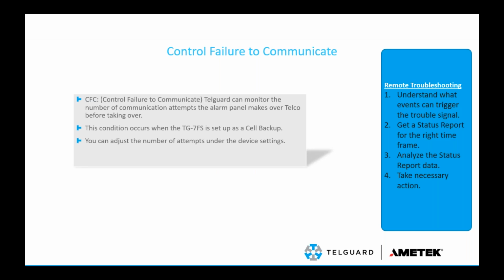Now, control failure to communicate, or communication failure condition. This is where the Telguard monitors the number of communication attempts the alarm panel makes over the telco before taking over. So this applies in a cellular backup or a cellular primary state where we have a POTS line connected into our bottom gray port, and we are being a pass-through, where we are allowing the phone line to pass through our Telguard to the panel, and the panel to pass through the Telguard to the POTS line.